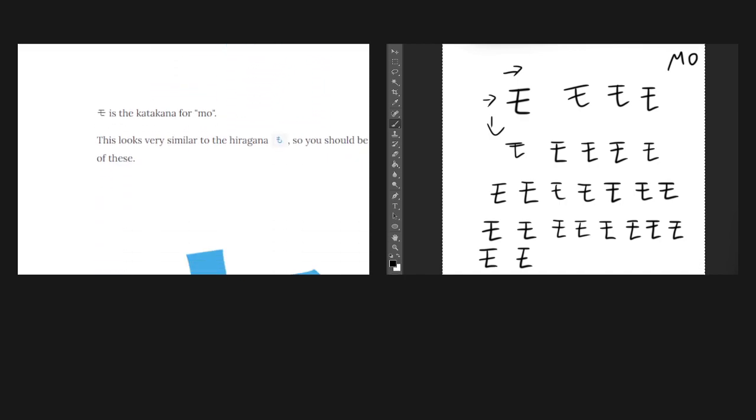I think you're able to have a little bit more angular letters in katakana. I don't know how true that is, but I feel like more of the letters are more angular. Sure, yeah, whatever. Good enough.